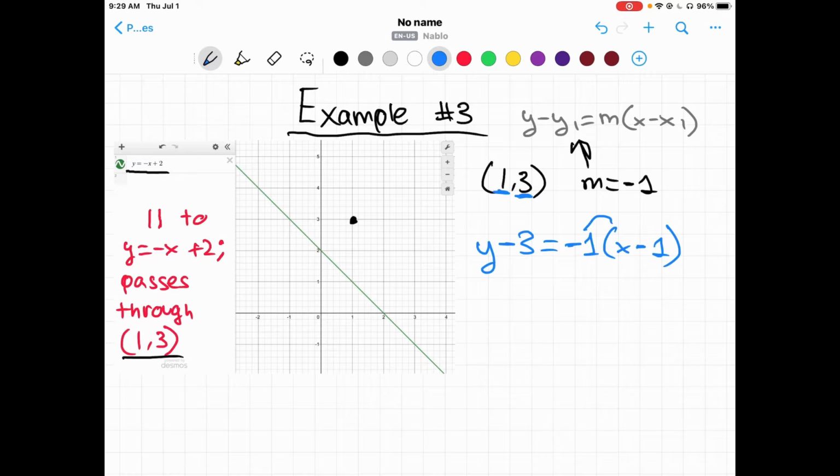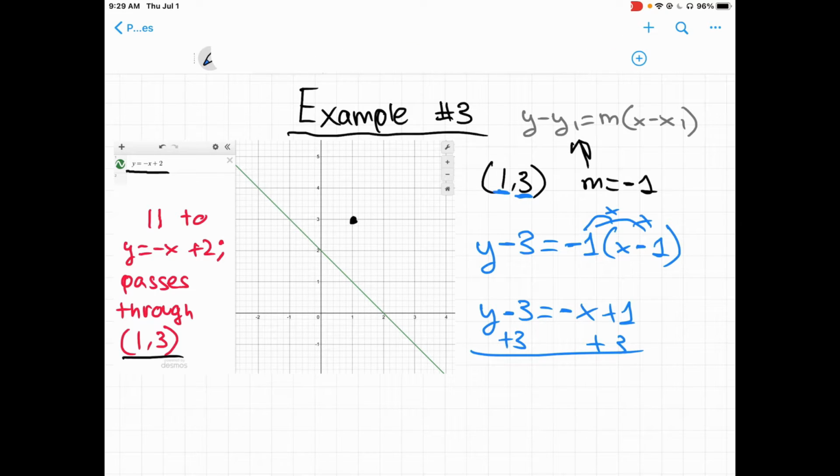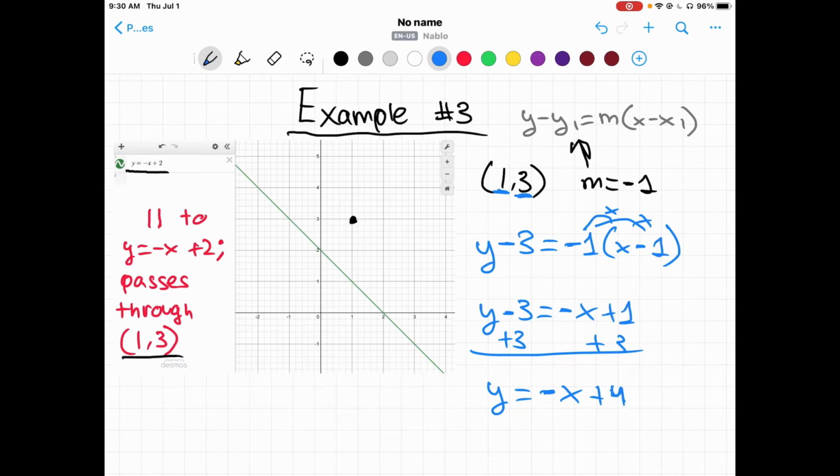And now let's distribute the negative 1. And we would get y minus 3 equals negative x plus 1. We would add 3 to both sides to isolate the y. And we would get y equals negative x plus 4.